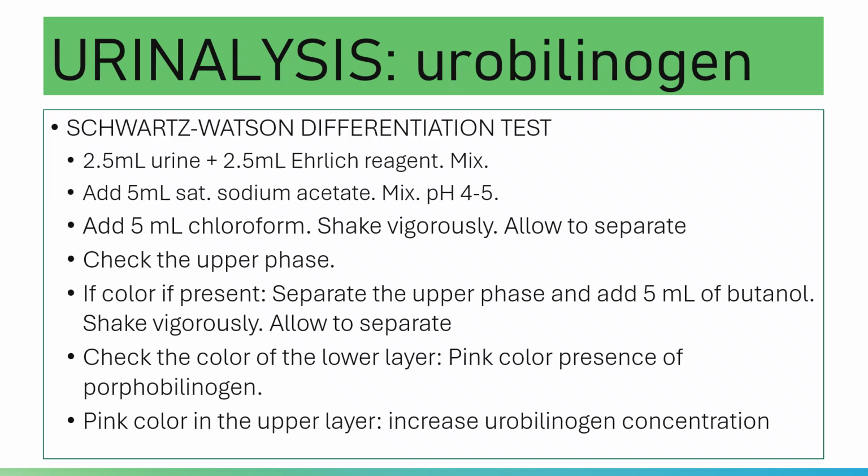If the upper layer is colored, then it indicates urobilinogen. A pink color in the upper layer indicates an increase in urobilinogen concentration, indicating the urobilinogen concentration accordingly. That is for your Watson-Schwarz differentiation.